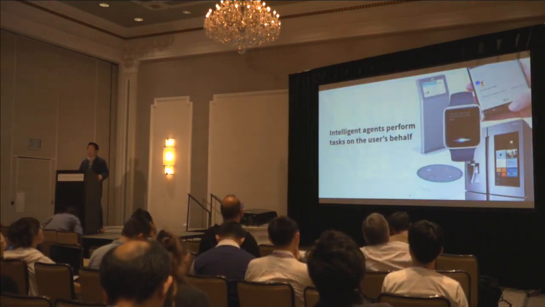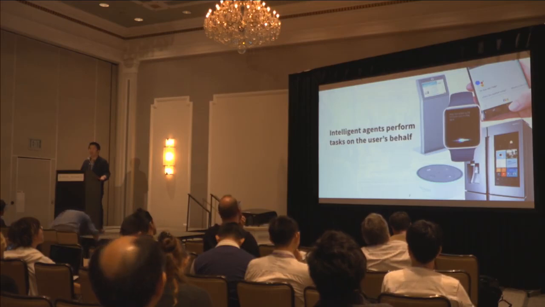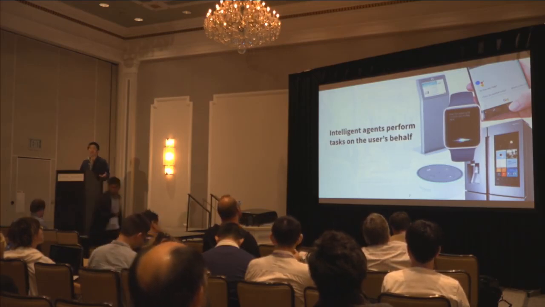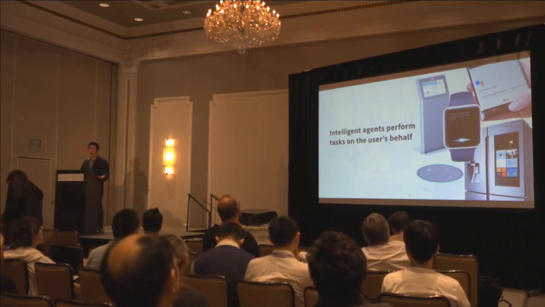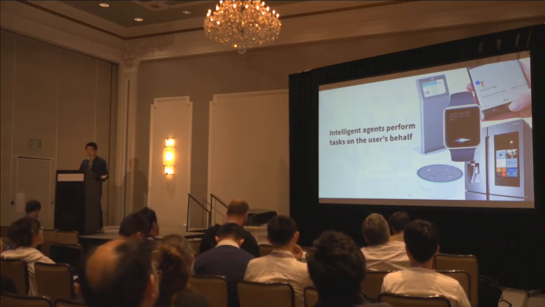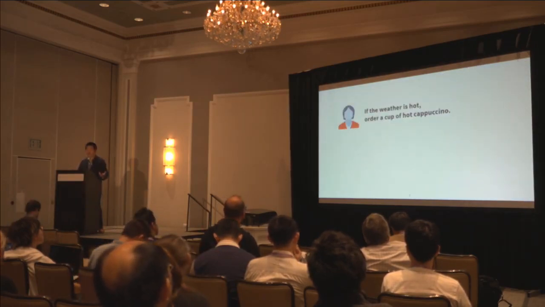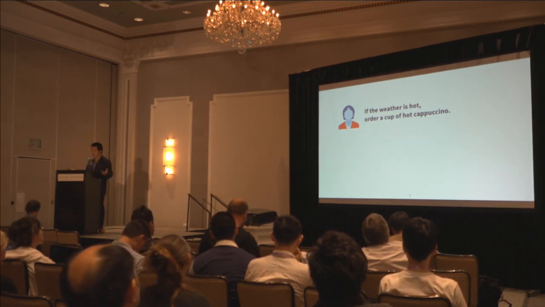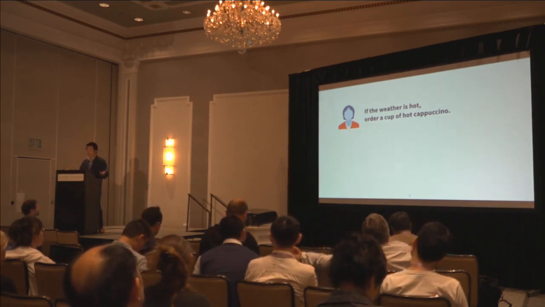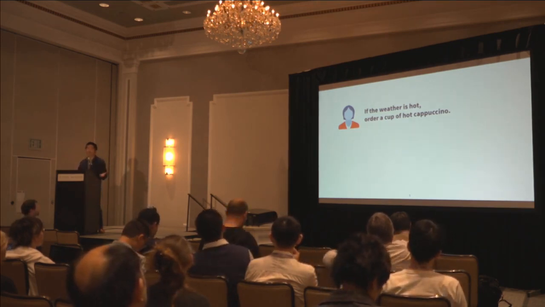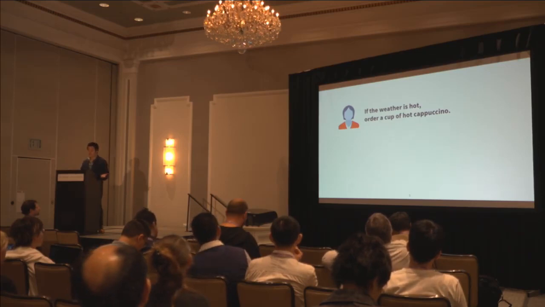As we know, intelligent agents like Siri, Alexa, and Google Assistant are getting more and more popular. They can perform tasks on users' behalf. However, a problem is that the agent sometimes doesn't understand what the user says or doesn't know how to perform the task the user asks for.